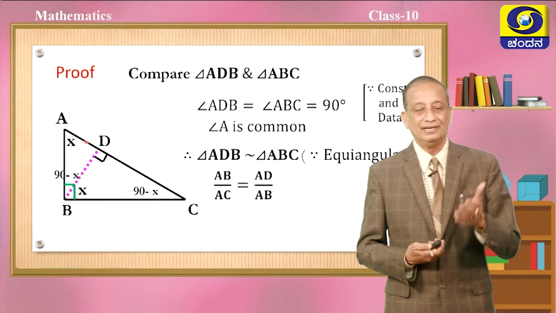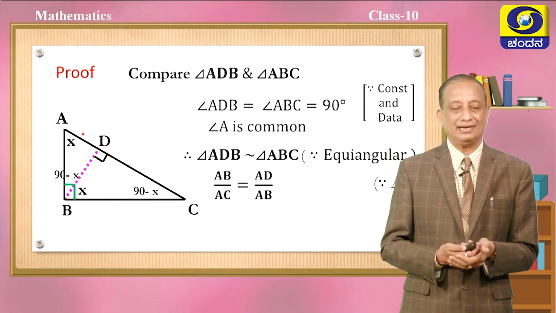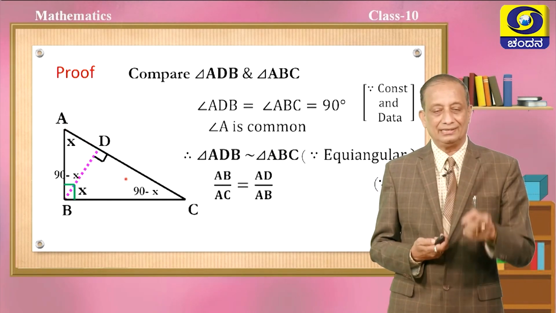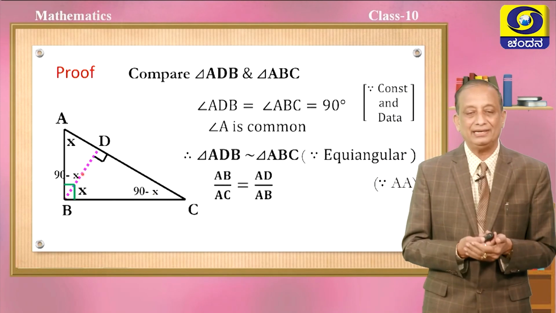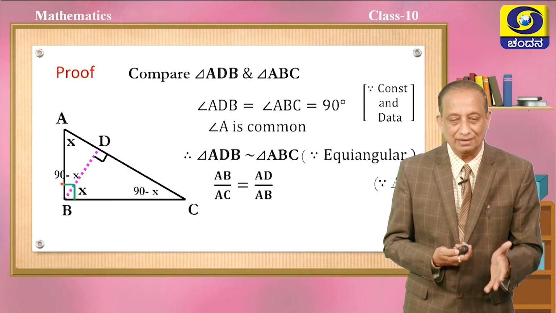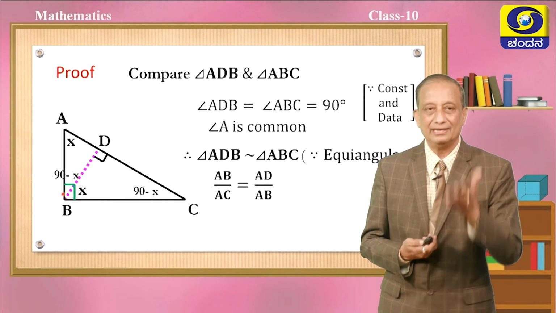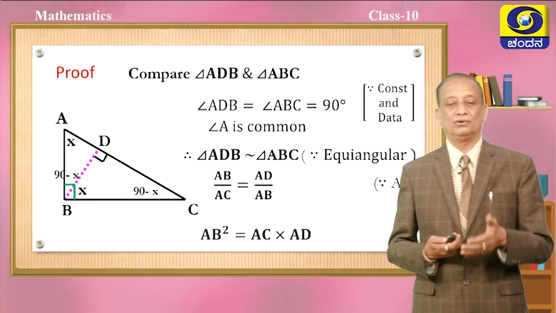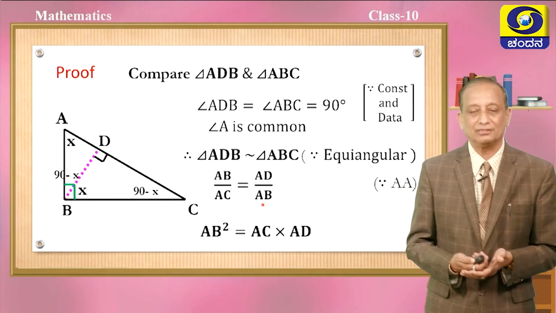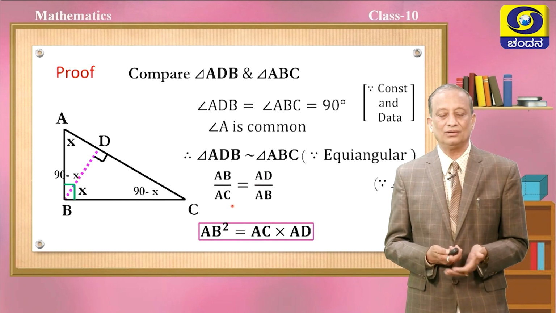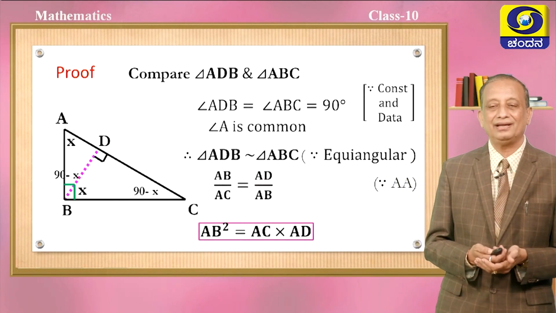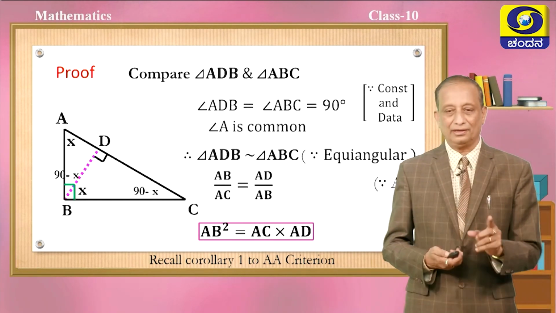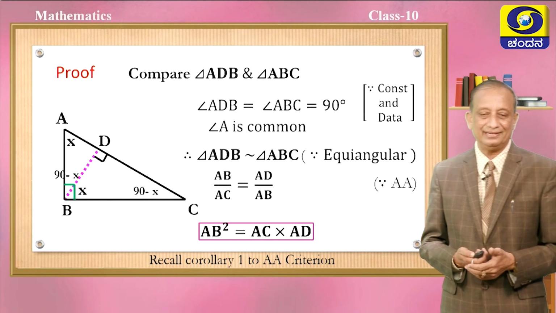What is that AD? AD is nothing but the side facing the angle 90 minus x in right angle triangle ADB, whereas in right angle triangle ABC, the side opposite to 90 minus x is the side AB. Therefore, it is equal to AD divided by AB on account of the AA criterion. You know the next step. So, we need to cross multiply and get this wonderful result. AB square is equal to AC into AD. I think you can recall very clearly, this is nothing but corollary number 1 to the AA criterion, children, correct.